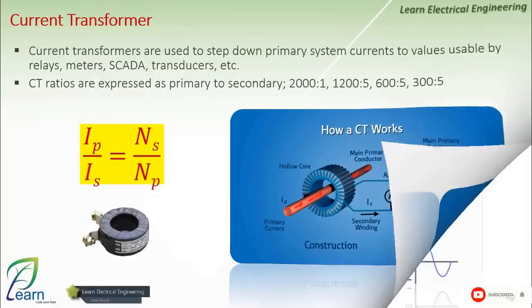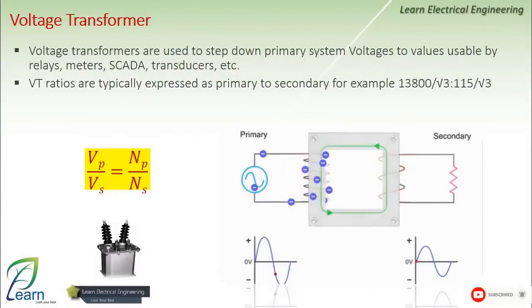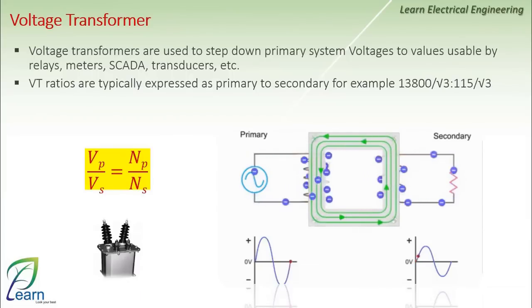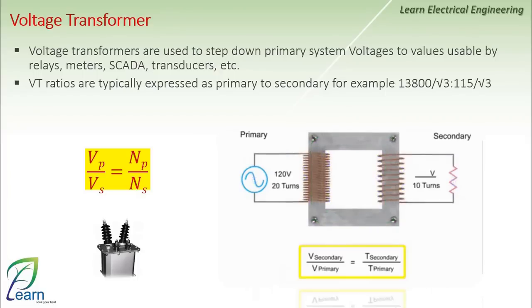As for the voltage transformer, it is used with relays, meters, SCADA, transducers, and other devices. The VT ratio is expressed as the ratio between the primary and secondary voltage. Usually, the voltage in question is a phase-to-ground voltage. For example, for a medium voltage, I would say that the VT ratio is 13800 over the square root of 3 to 115 over the square root of 3. So the VT ratio equation is V primary over V secondary equals N primary over N secondary, meaning the voltage ratio is directly proportional to the turns ratio.